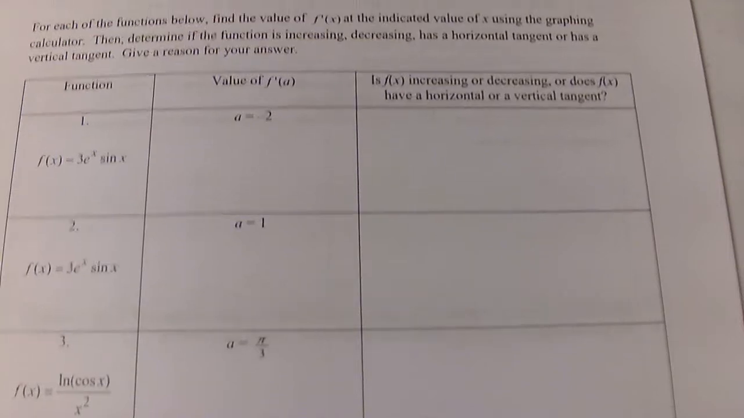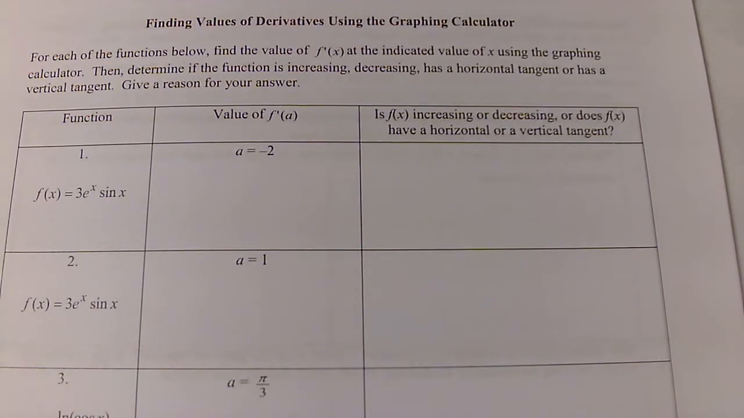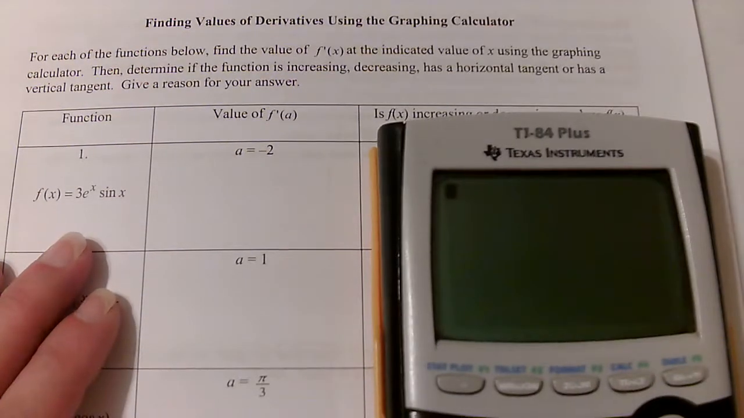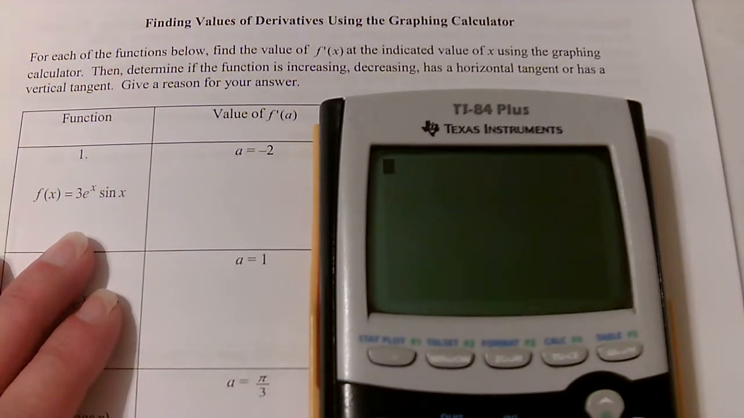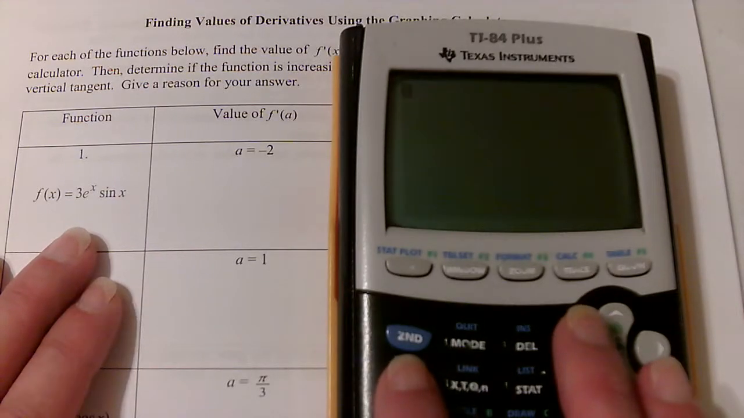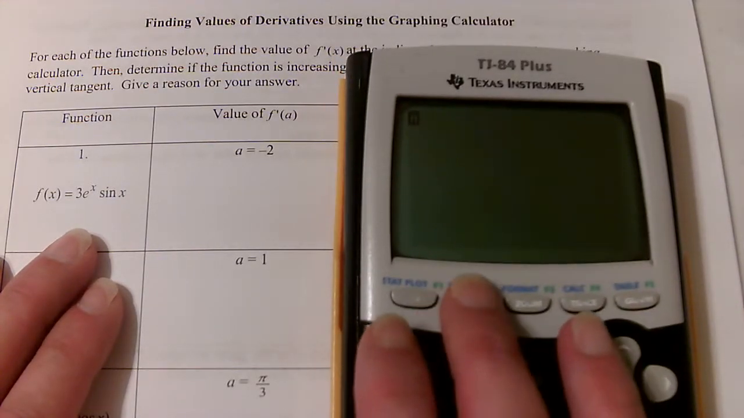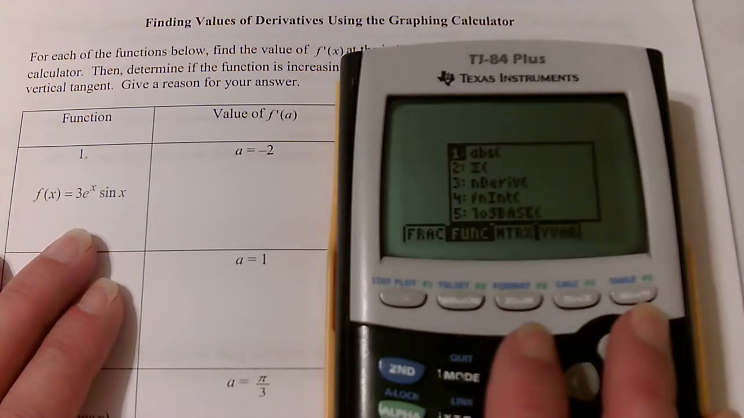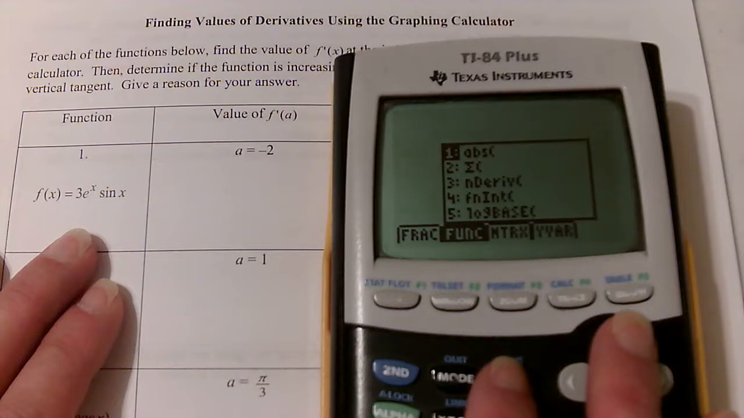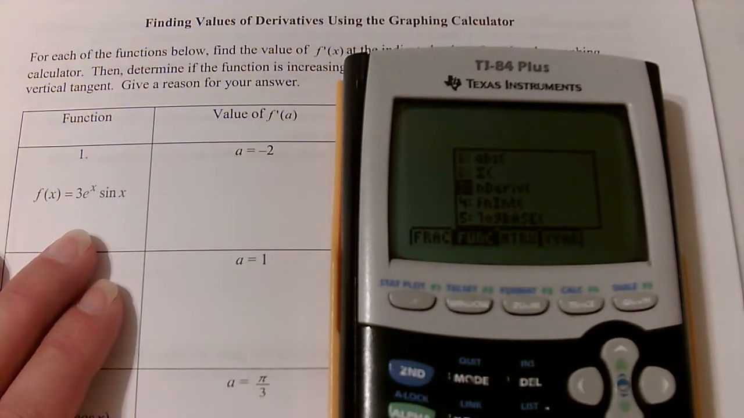The next part of this lesson is finding values of derivatives using the calculator. So make sure you grab a calculator. If we need to pause it, go get a calculator. So, to find the derivative in a calculator, we're going to press the alpha button and then the window button. So it's alpha F2. And the third option is a beautiful option. It says derivative.